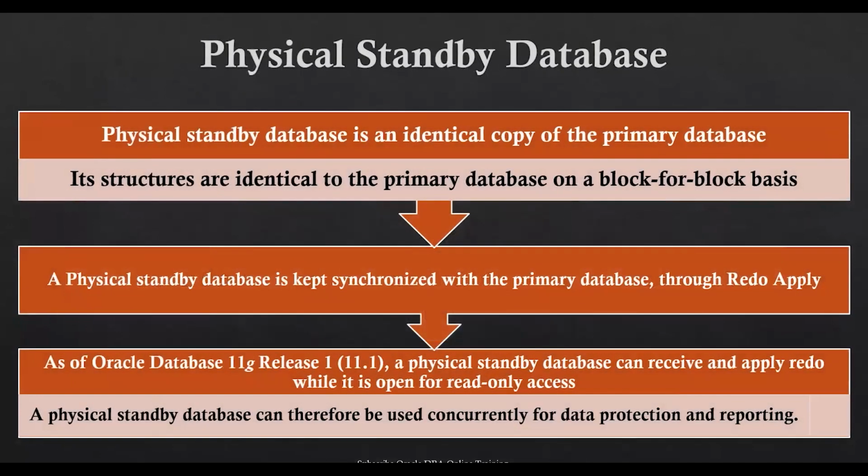So in this segment we have the first standby database, that is the physical standby database, the most widely used standby database. Whenever we talk about a physical standby database, it is nothing but an identical copy of your production primary database, as the name itself suggests, and its structure is identical to your primary database, on a block for block basis. A physical standby database is kept synchronized with a primary database through redo apply. So using the redo apply options, you can make your physical standby database stay in sync with your primary database.